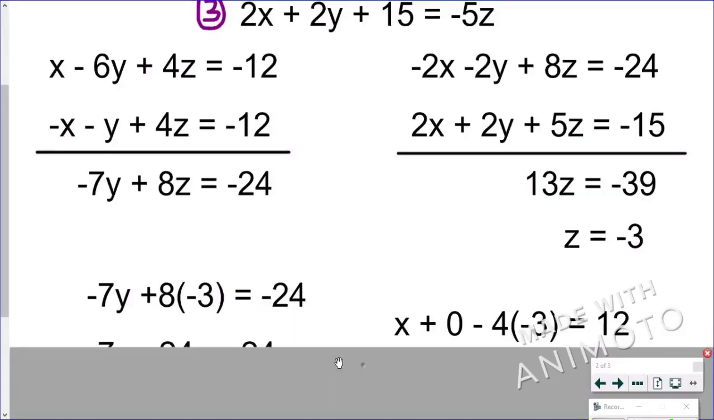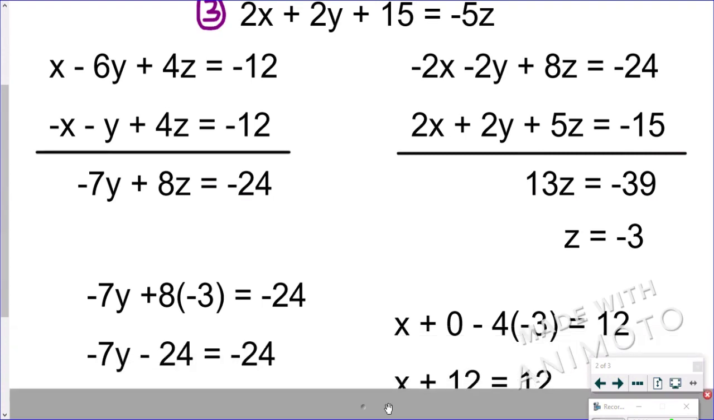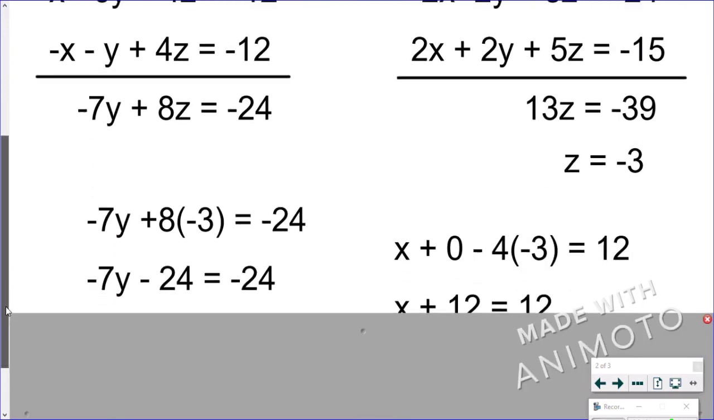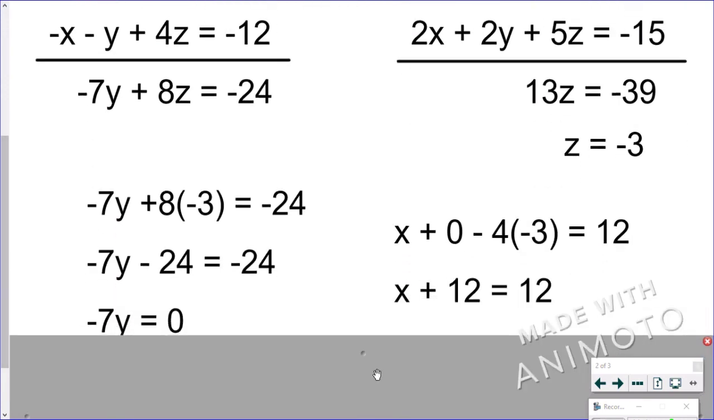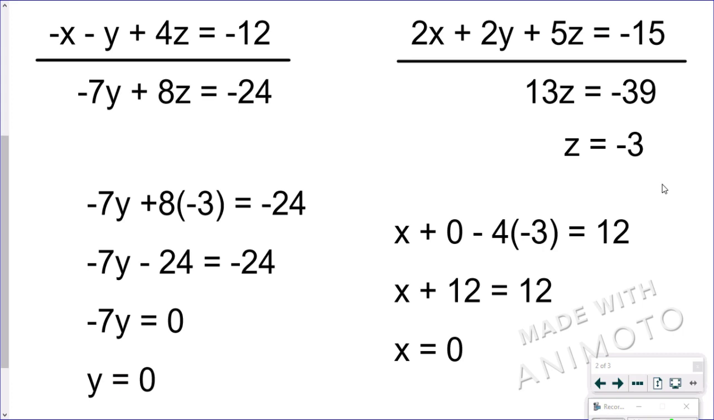And we will get -7y plus 8 times -3 equals -24, which results in -7y minus 24 equals -24. Add the 24, so we get -7y equals 0. Divide by the -7, and we get y equals 0. So we have z equals -3, y equals 0. And now we need to solve for x.